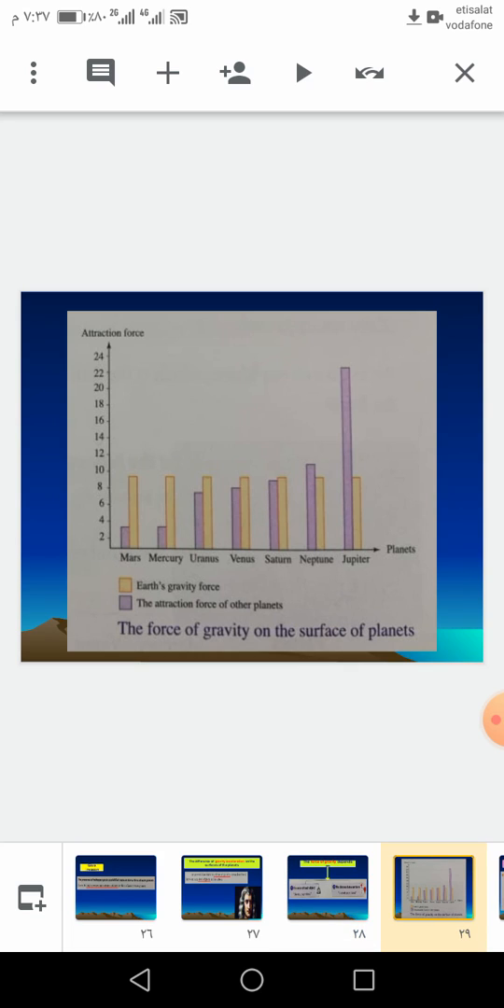Look at this graph. This graph represents the force of gravity on the surface of planets. This graph is between the Earth's gravity force and the attraction force of the other planets. We observe that the force of gravity differs from a planet to another according to the differences in its mass, where the gravity of the planet increases by what? By increasing its mass, and vice versa.